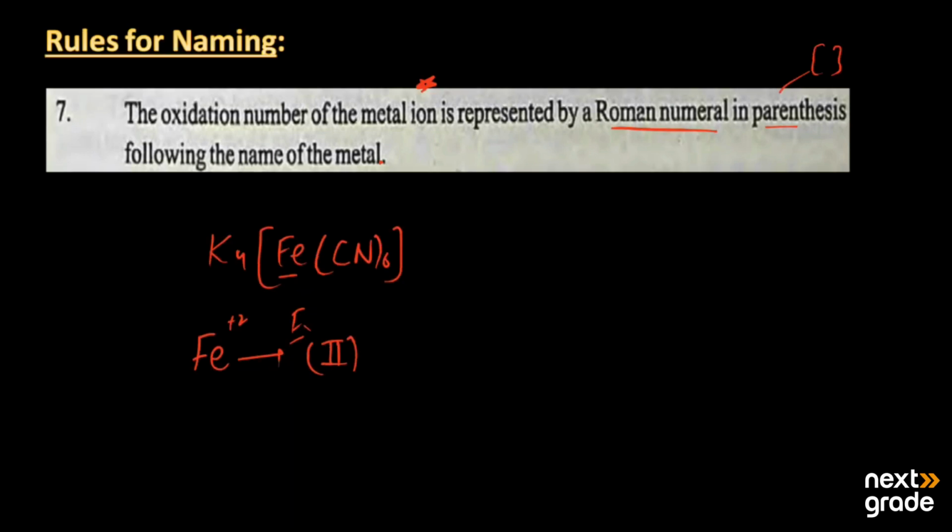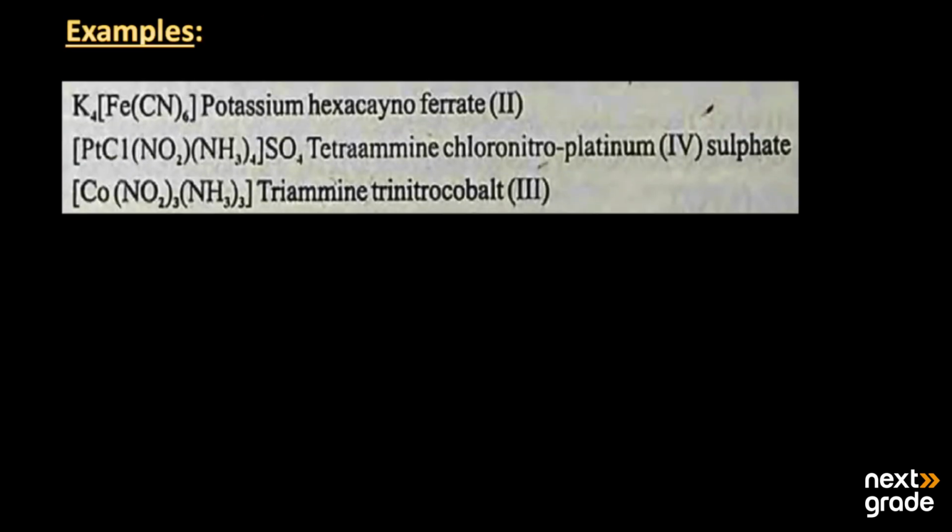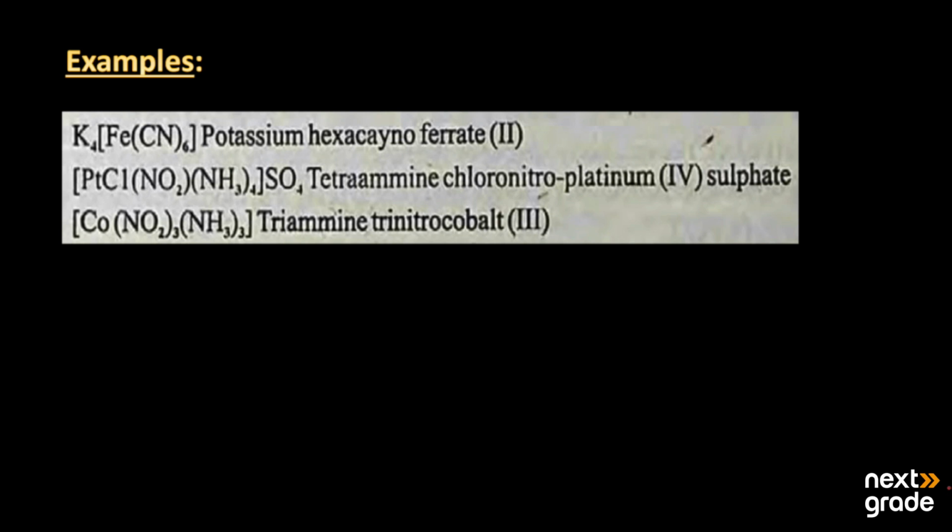So this was the rule. Now we will discuss different examples of how we name these compounds. The first one is potassium iron cyanide. First we name the counter ion, which is potassium. Then we use hexacyano. Hexa is the prefix used for the 6 cyanide groups, and it ends in "o", meaning it is an anionic ligand. And ferrate, this is the metal atom, it ends in "ate", and the II shows the oxidation state of the central metal atom.